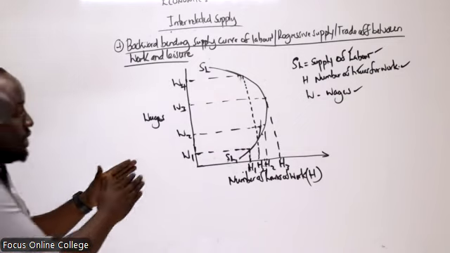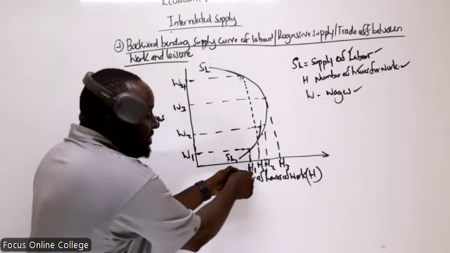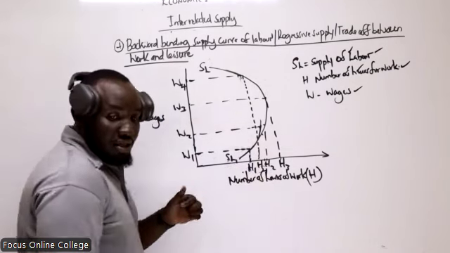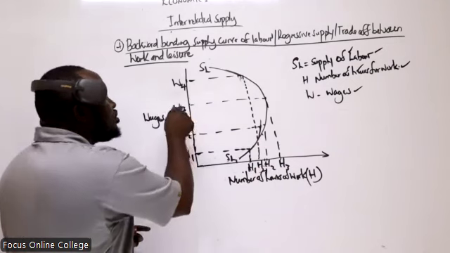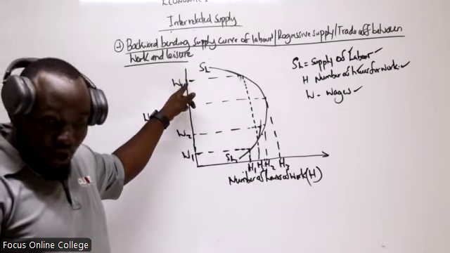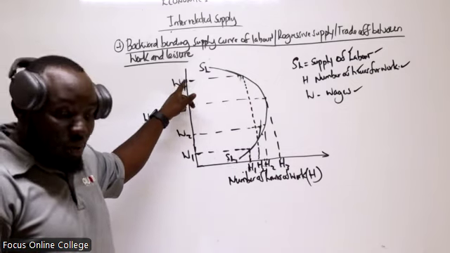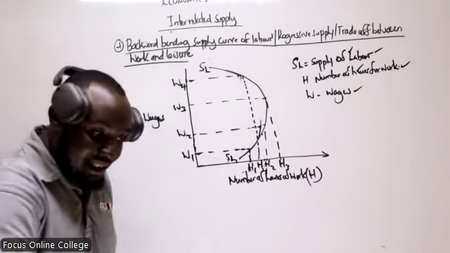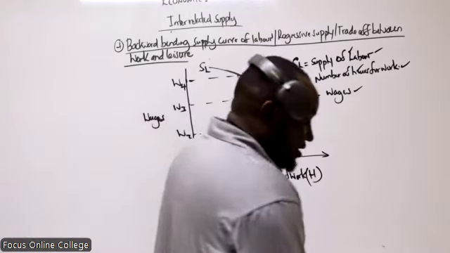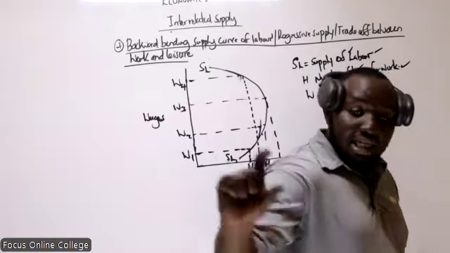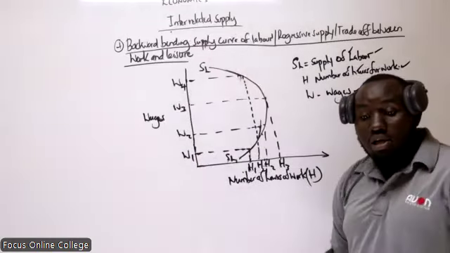However, when you start at wage 1, we have H1 hours. When you move to wage 2, we have H2. Going on very well. When you move to wage 3, we have H3. However, the contradiction comes at 4. When you increase the wage to wage 4, look at the number of hours offered for work. Less. Is that true? And that is where the contradiction comes. That is what we call exceptions to the law of supply.